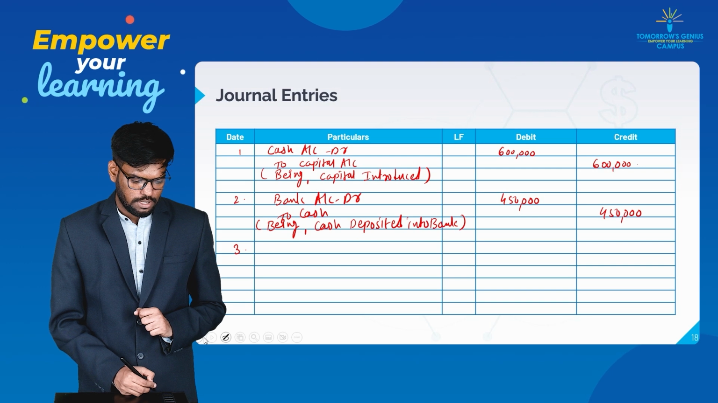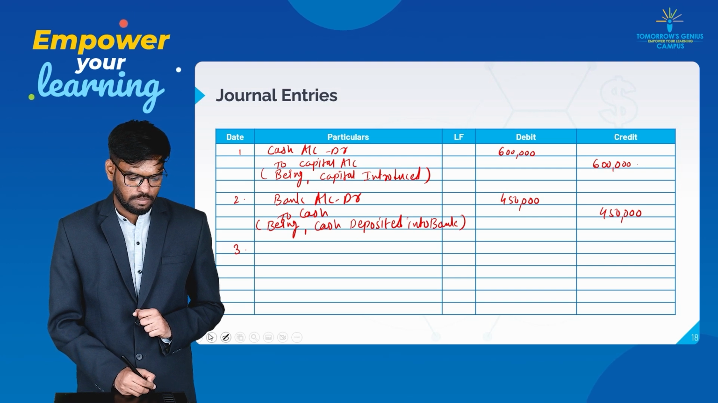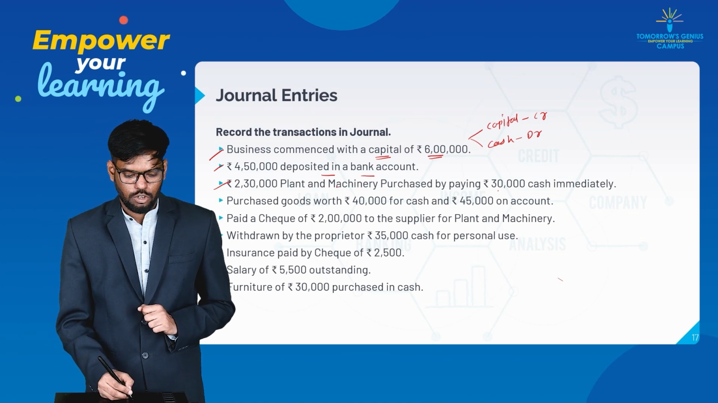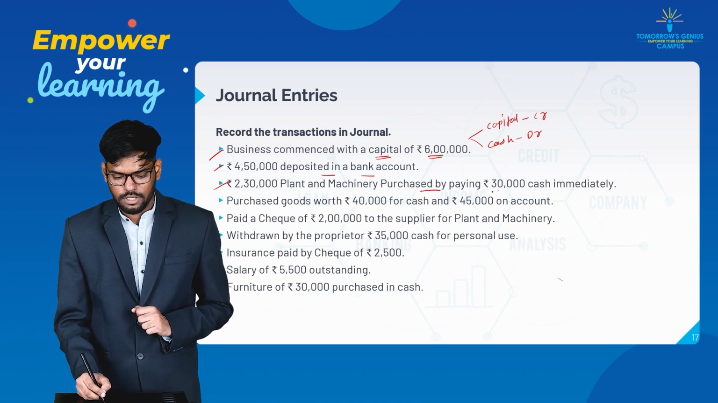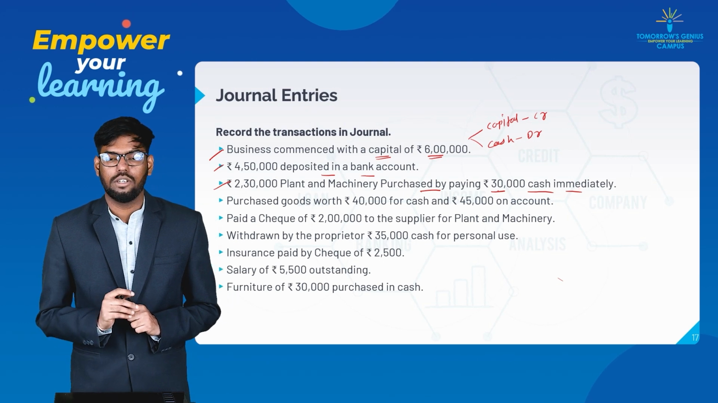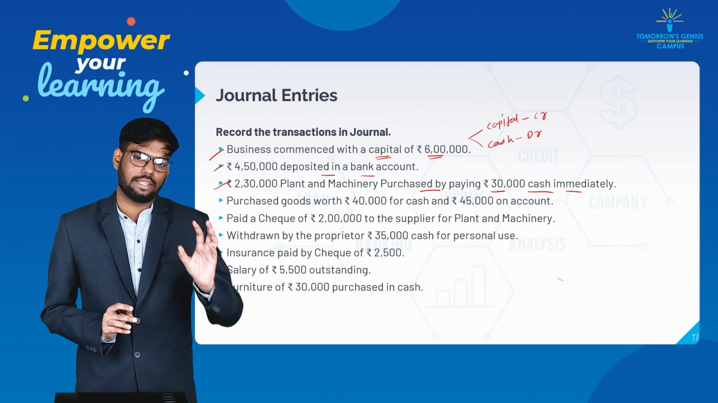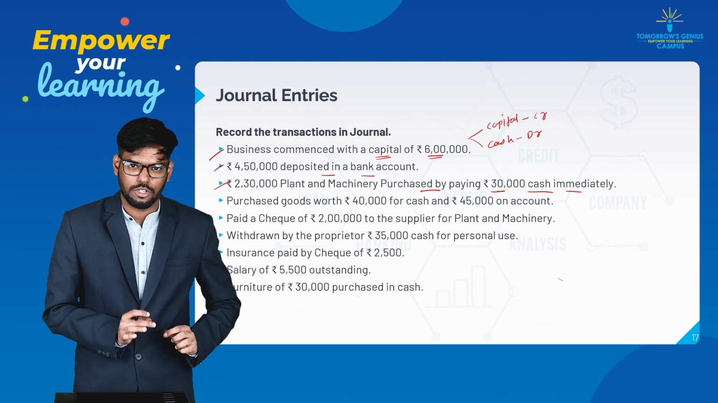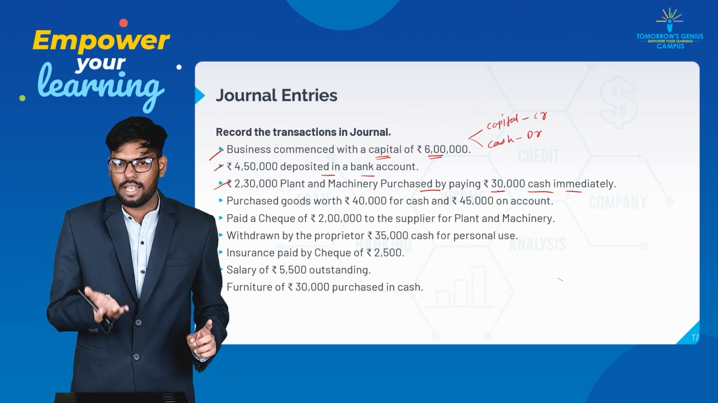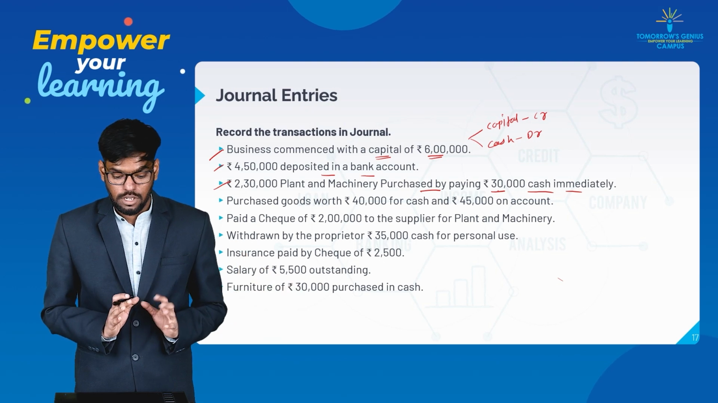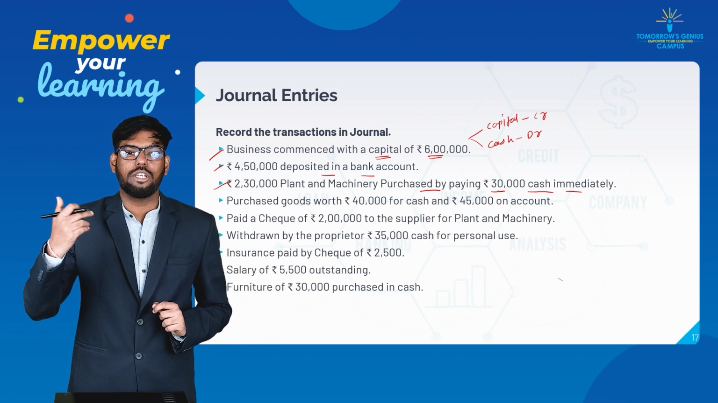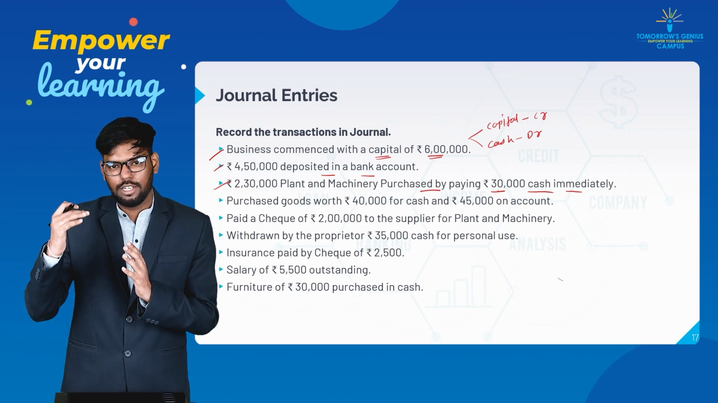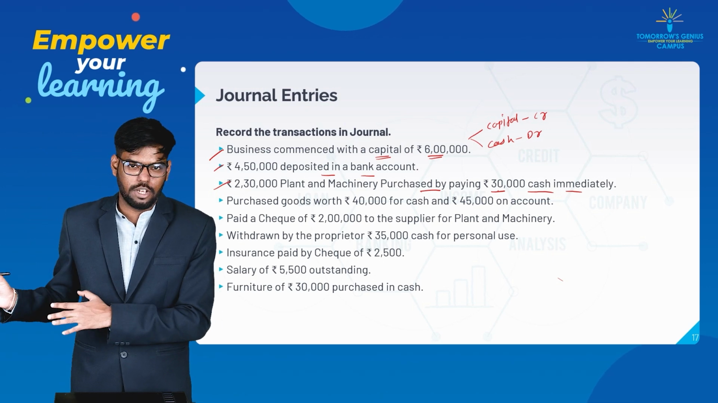Then the next transaction that we will see. The next transaction: rupees 2,30,000 of plant and machinery purchased by paying 30,000 in cash immediately. So the business purchases 2,30,000 rupees of machinery. So 2,30,000 rupees of machinery comes into the business. So machinery is an asset. Asset gets increased. We have to debit, right? And you paid 30,000 rupees immediately. So 30,000 rupees of cash goes out of the business. So 30,000 rupees go down, so that we have to credit, right?